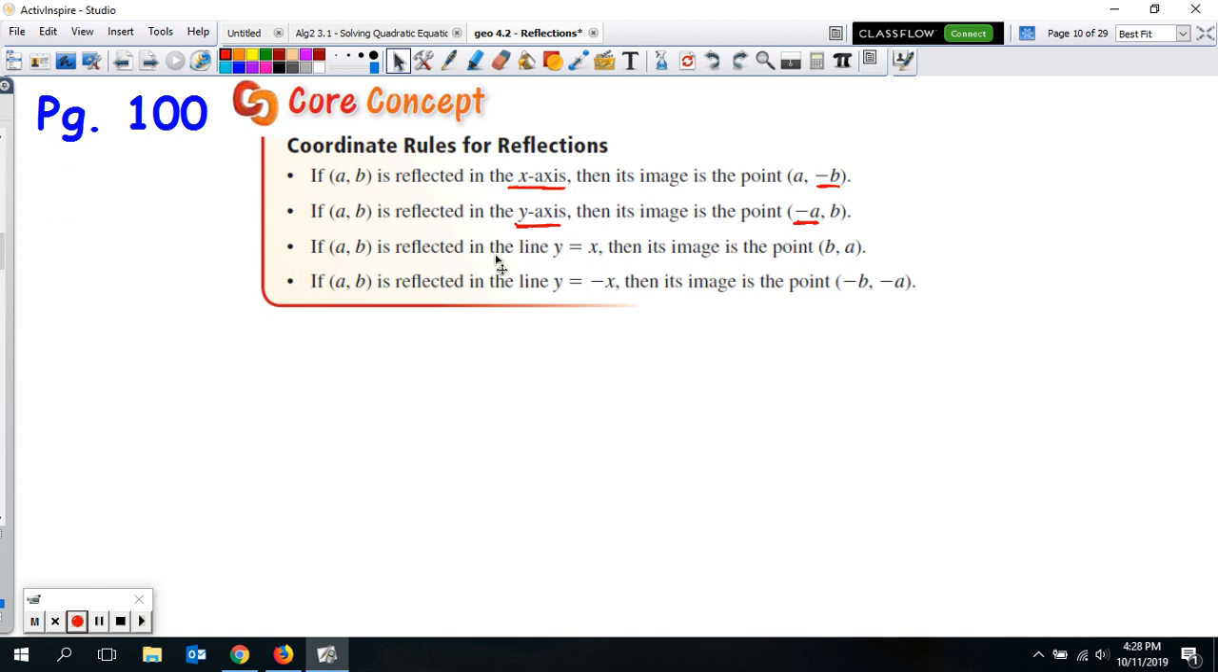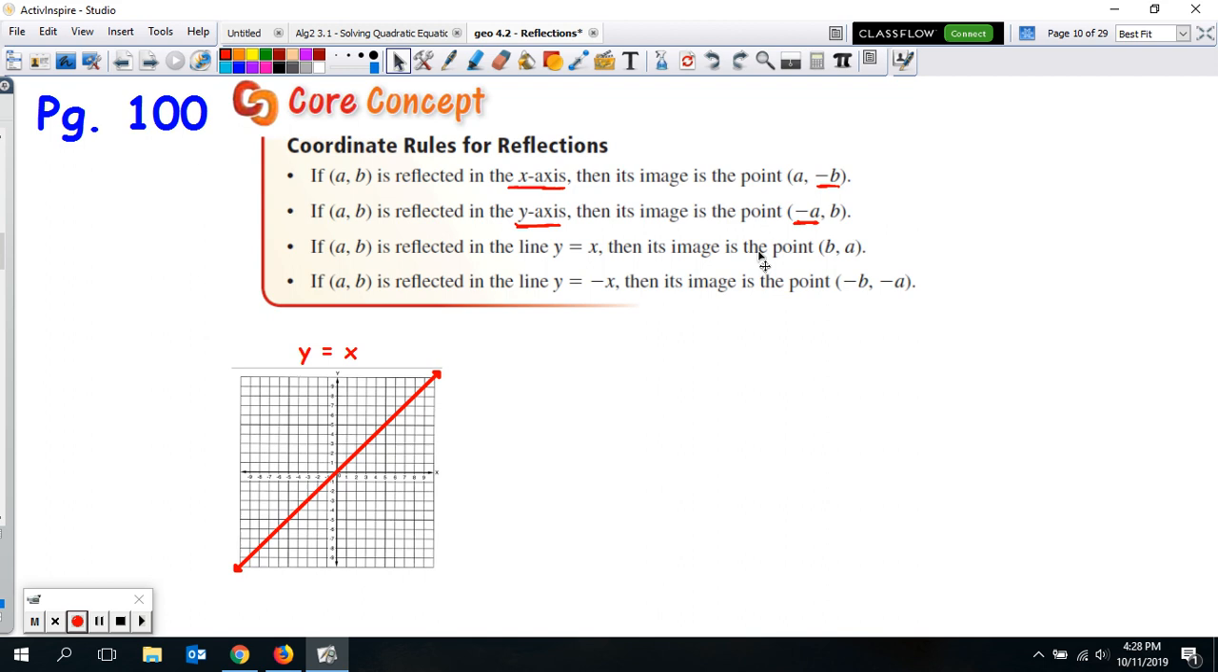Now, if it's reflecting in this line, y equals x, what is that line? That's this line here, as you can see. You want to draw this underneath the core concept or on your paper. Just a quick coordinate plane, and it's just going to be a diagonal line going through. The slope is 1, so it goes through the origin right here, and up 1, right 1, up 1, right 1 each time. That's the y equals x line.